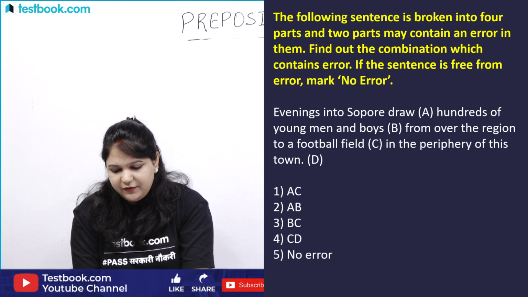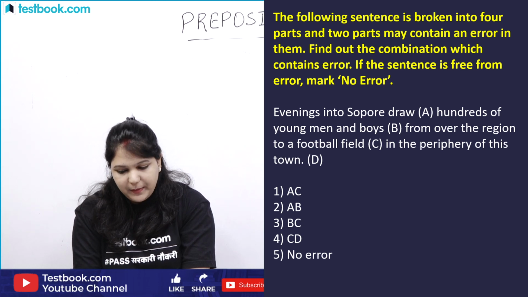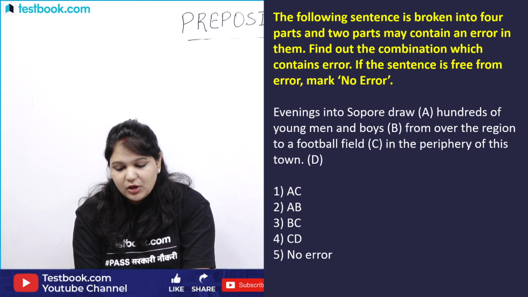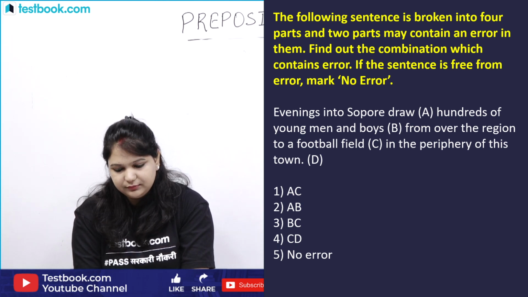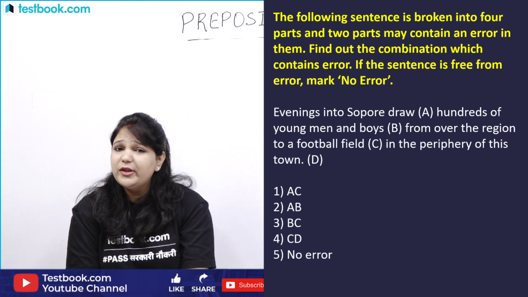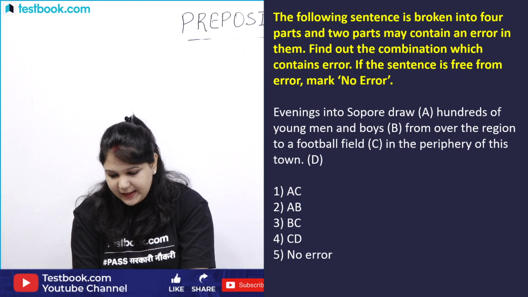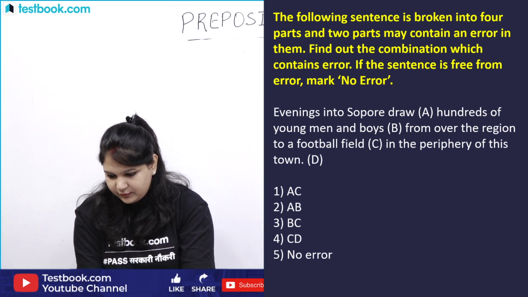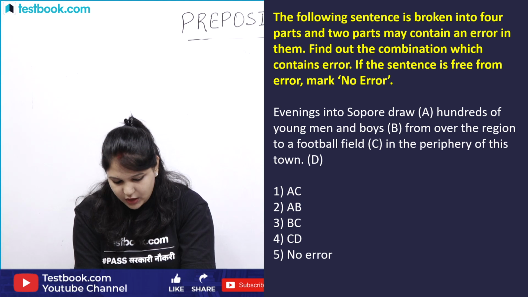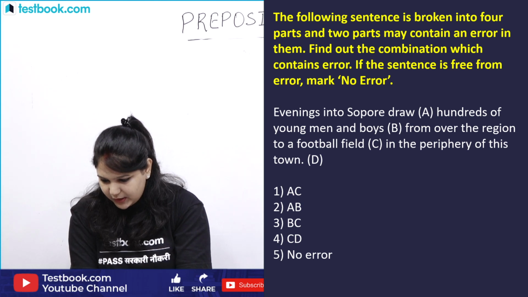So it says, evenings into Sopore draw hundreds of young men and boys from over the region to a football field in the periphery of this town. So there might be more than one error in this sentence. A lot of people have started answering option 1. Somebody says B, C as well.